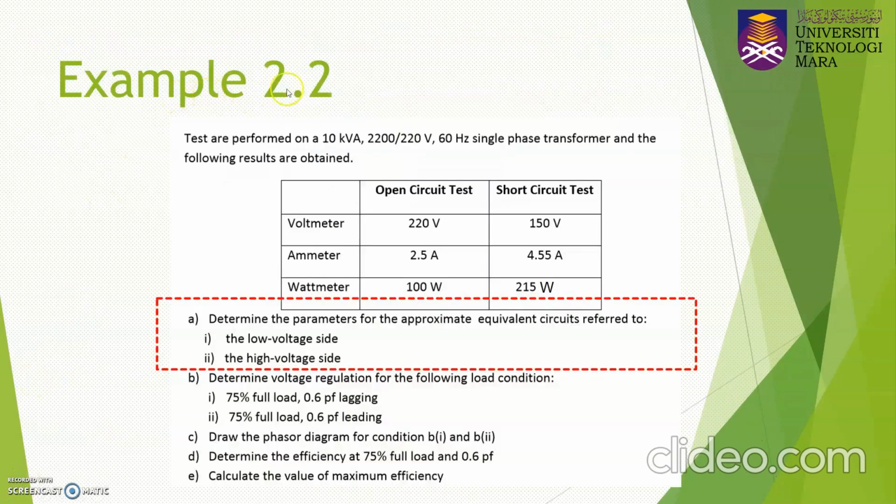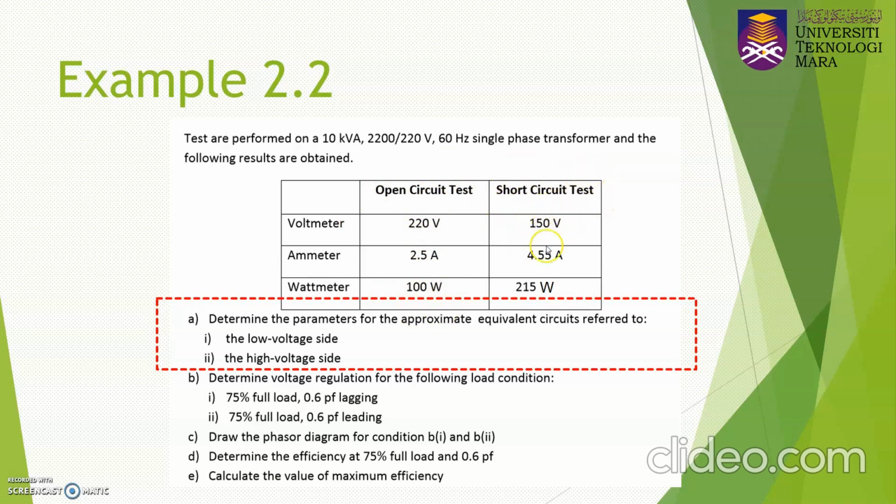Now we go to example 2.2. The question here: tests are performed on a 10 kVA, 2200/220 volt, 60 Hz single phase transformer, and the following results are obtained. So basically you have two different tests here. You have the open circuit test with the value of voltmeter reading, ammeter reading, and also wattmeter reading. And then this is the data for the short circuit test.